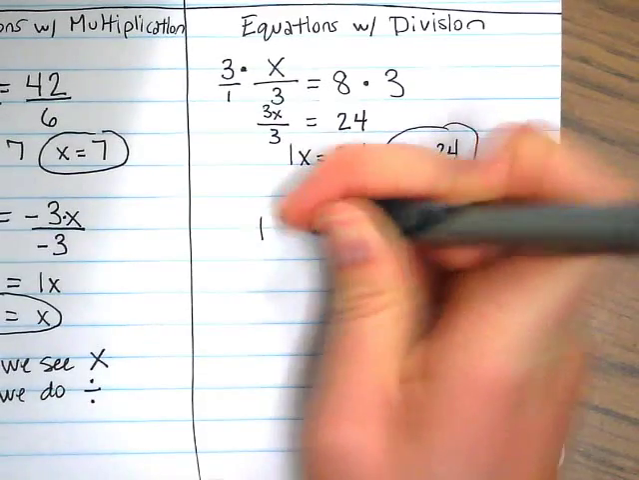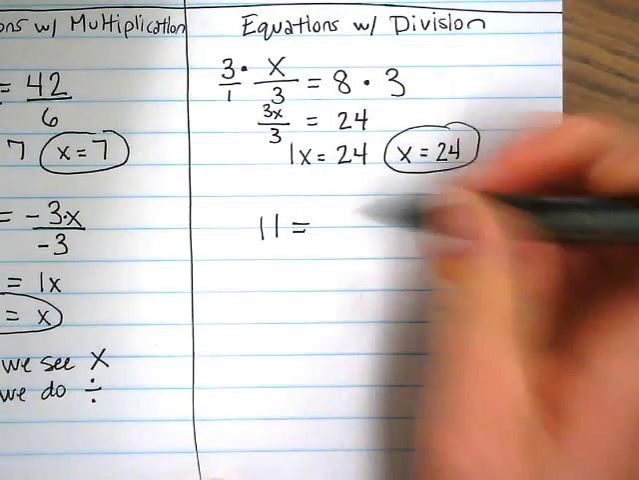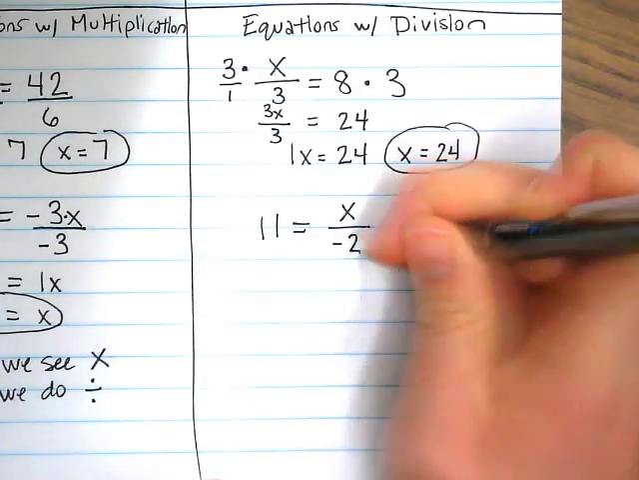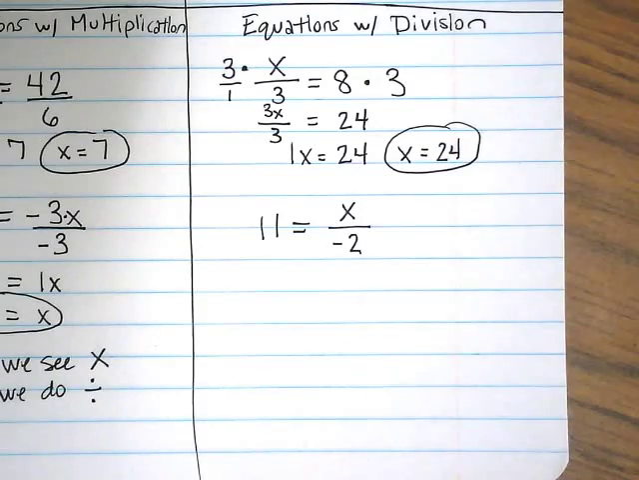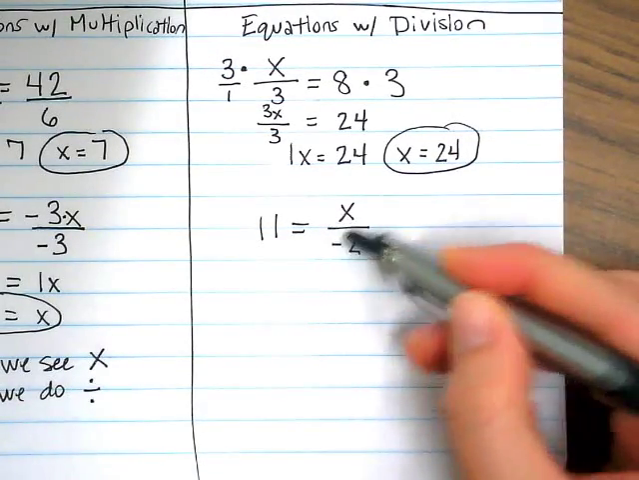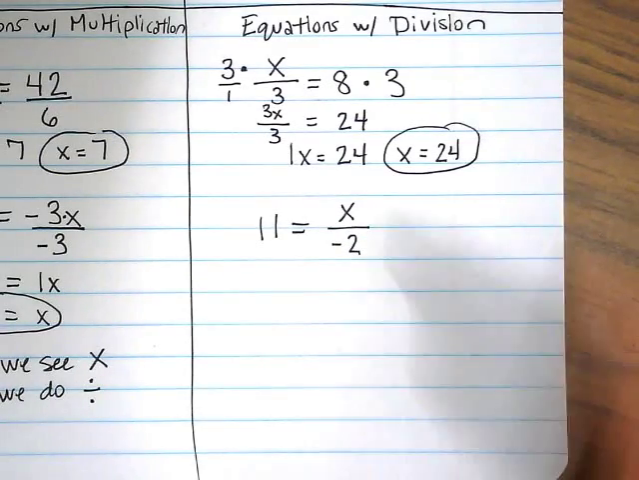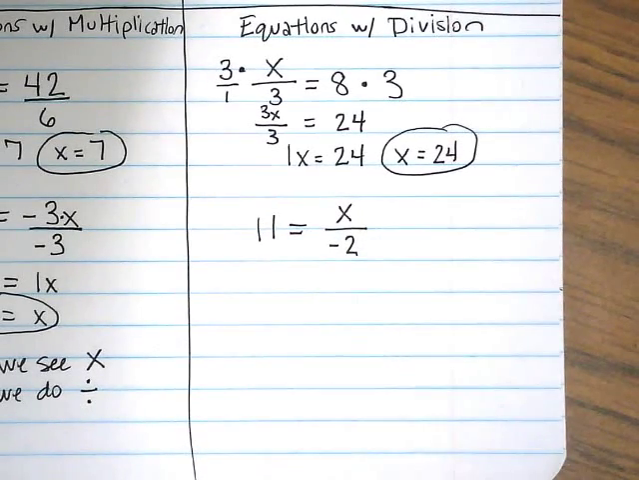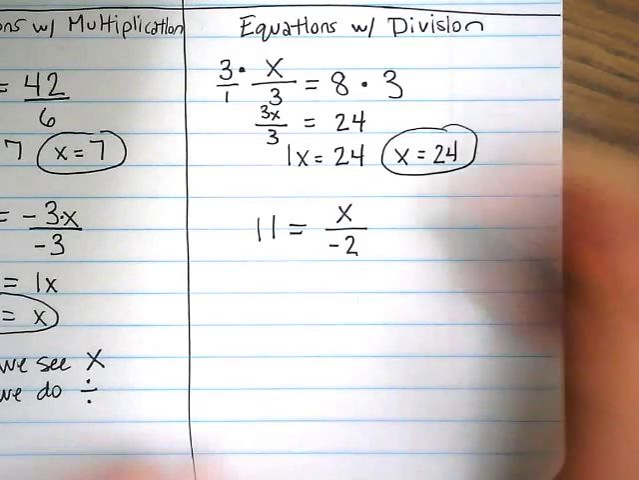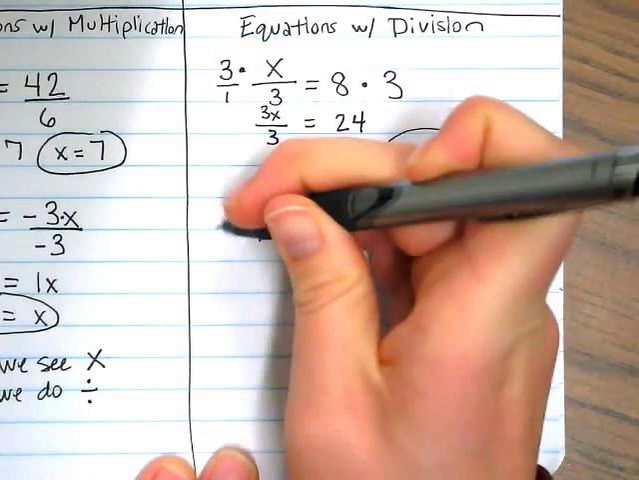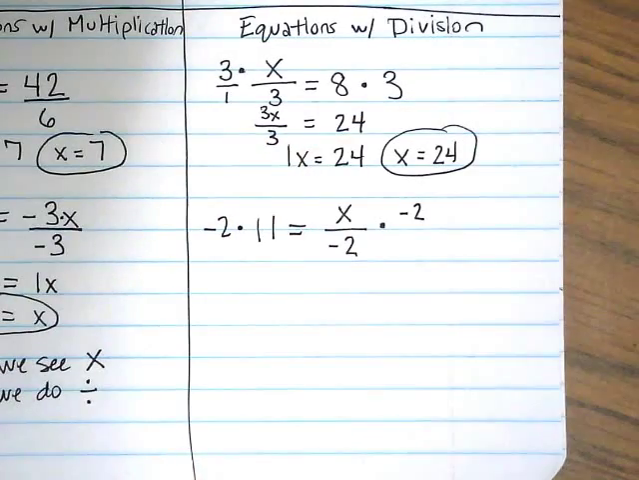All right, here will be our last example. Let's do 11 is equal to x over negative 2. I know that this is a division equation because this says x divided by negative 2. I want to get this x by itself, but there's this divided by negative 2 in the way. To get rid of this divided by negative 2, I'm going to multiply times negative 2. So I'm going to do this side times negative 2, this side times negative 2.